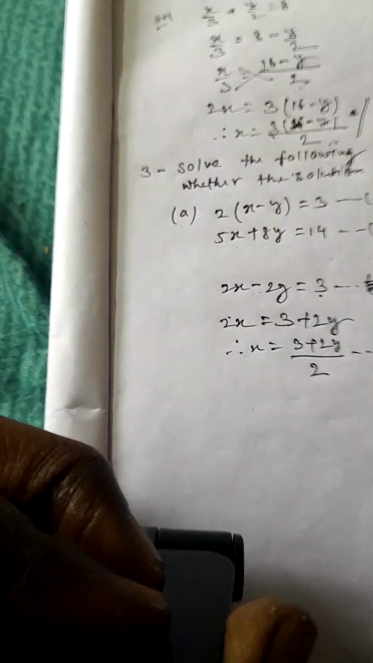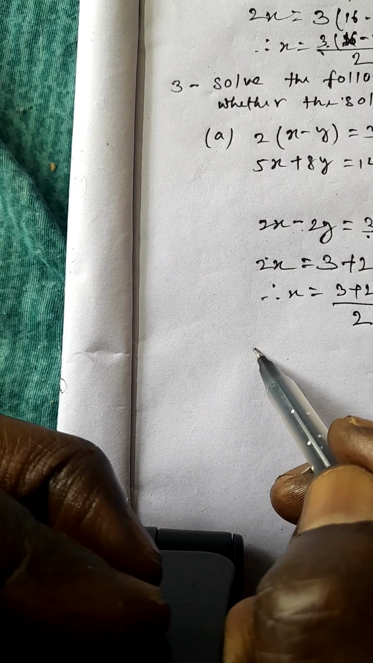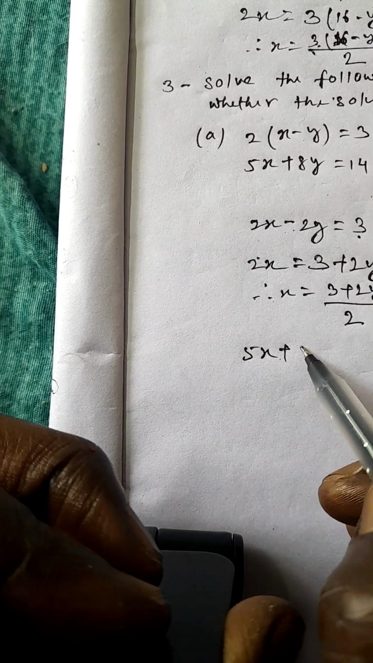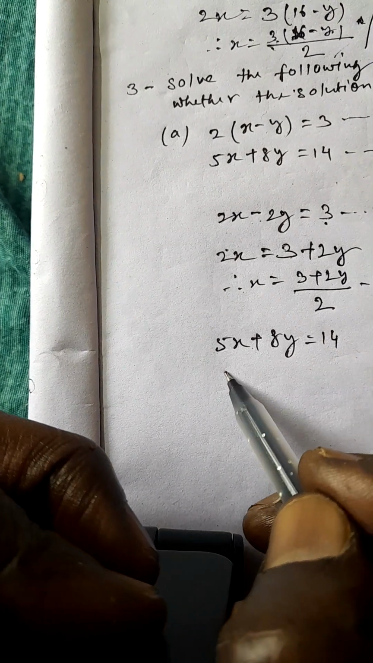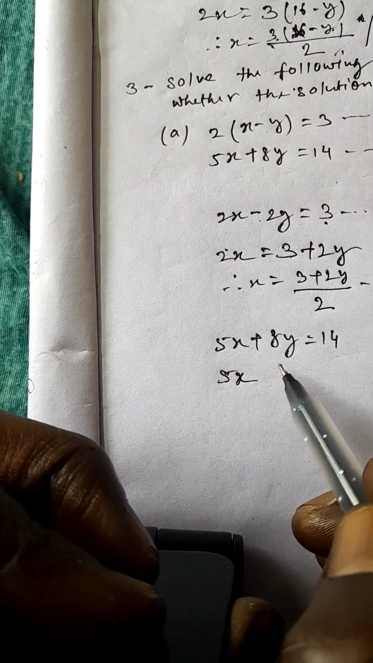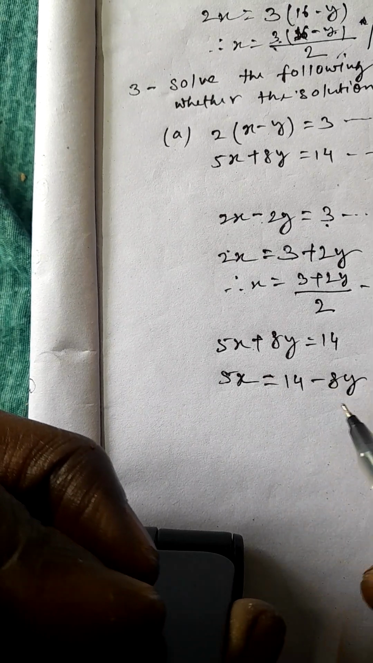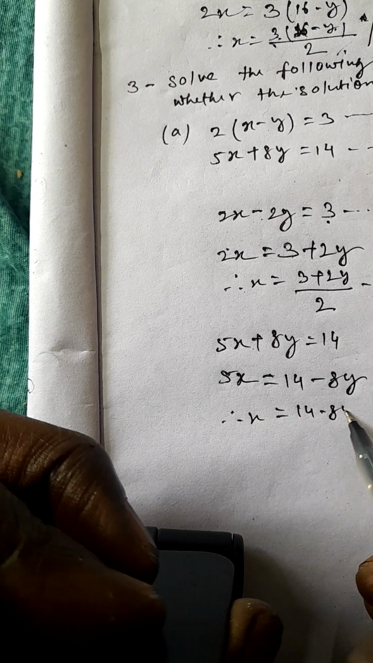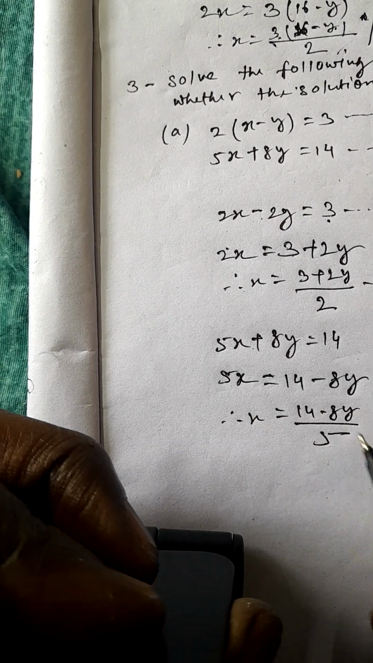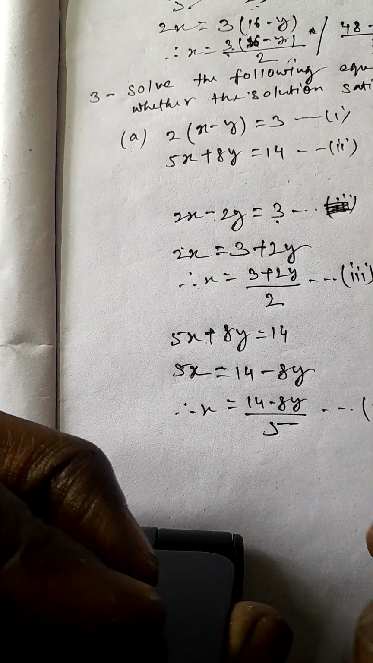In the same way, solve equation number 2. What is equation number 2? 5x plus 8y is equal to 14. In the same way, 5x is equal to 14 minus 8y, therefore x is equal to 14 minus 8y divided by 5. Now this is equation number 4.